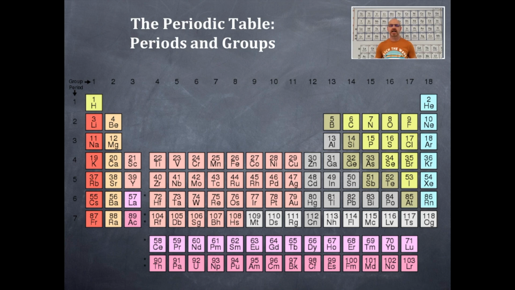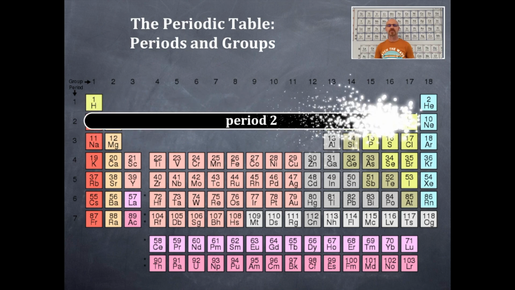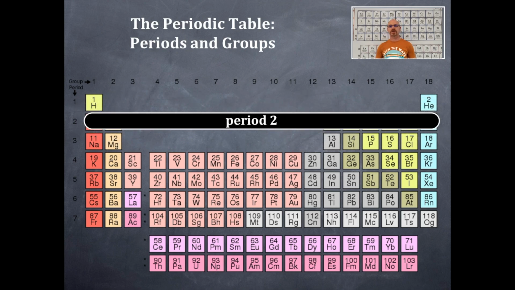And we're first going to divide the periodic table into two different categories. The first one is going to be periods. Periods are horizontal sections on the periodic table. So this is one of the periods. This is period 2. Here's another period on the periodic table.